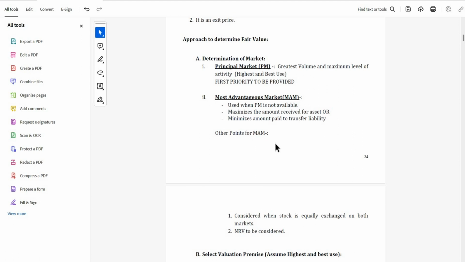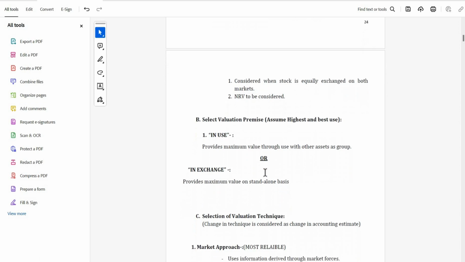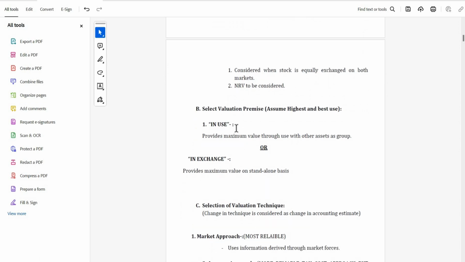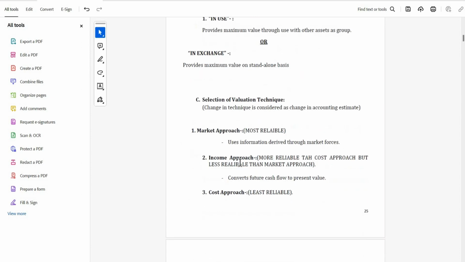Another point: the most advantageous market is considered when the stock is equally exchanged on both markets. NRV is to be considered. Select valuation premise. Assume highest and best use. So when the asset is in use, we will provide maximum value through use with other assets as a group, or when we are going to exchange some asset, then we will provide maximum value on a standalone basis.